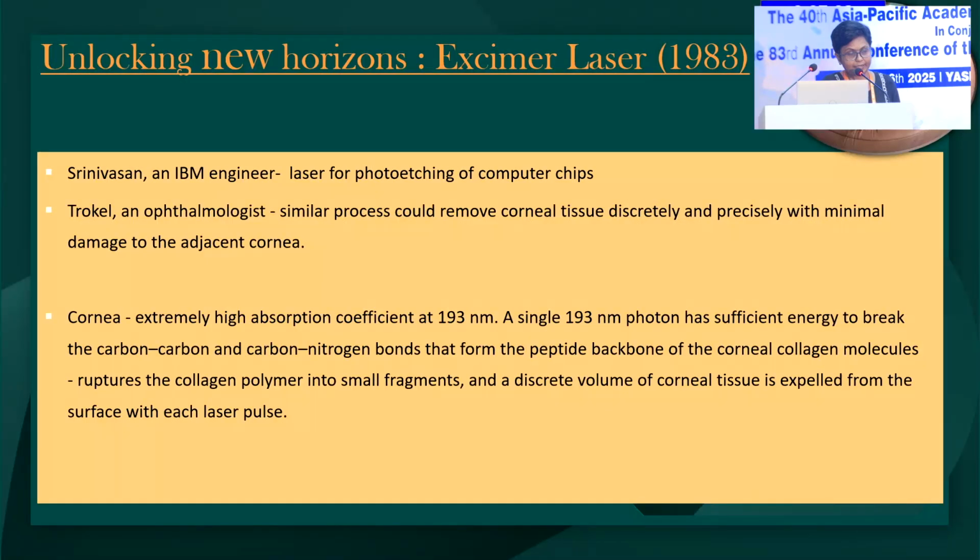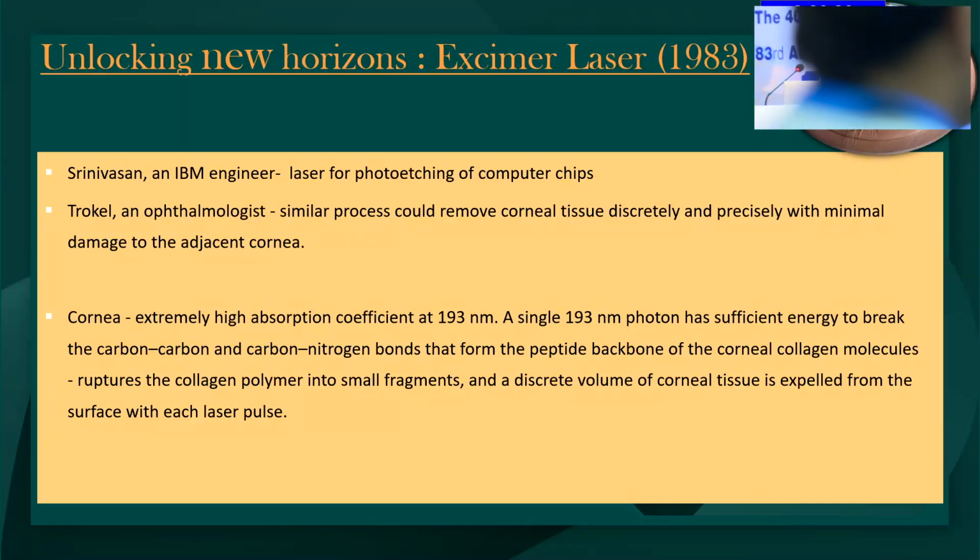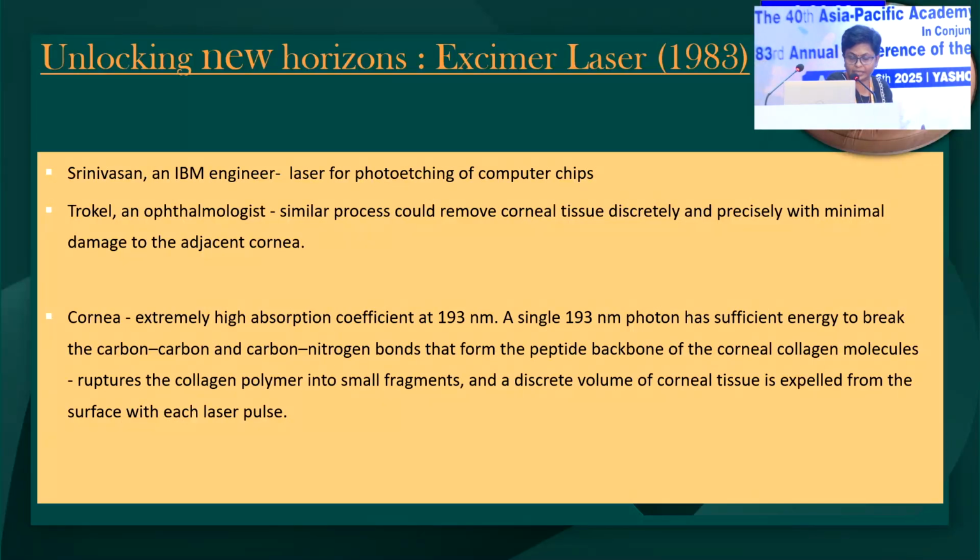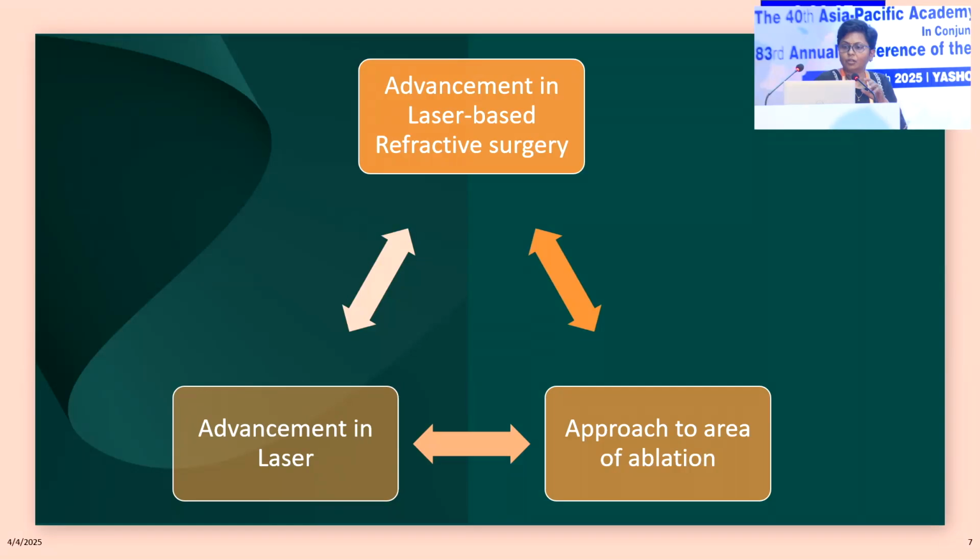So the answer was laser. It got invented in 1983 by an Indian scientist, R. Srinivasan, who was working at IBM during that time. And he had 21 US patents in his name. So he was using this excimer laser for photo-etching computer chips. When his paper was read by Trokel, he got this idea that probably we can use something like this for corneal tissue also, because every photon of this excimer laser has sufficient energy to break the carbon-carbon and carbon-nitrogen bonds which are there in the corneal collagen. That is how the concept of photoablation came into the picture, and it was given by Trokel and Srinivasan together for the first time. And that is how it happened.